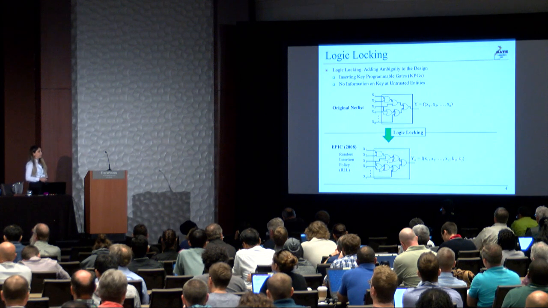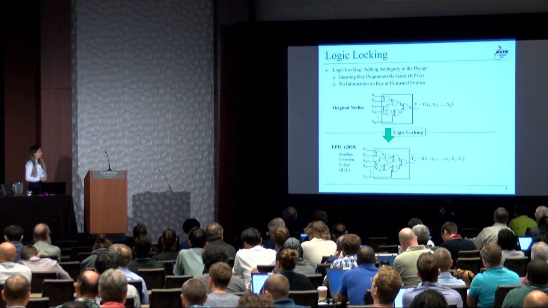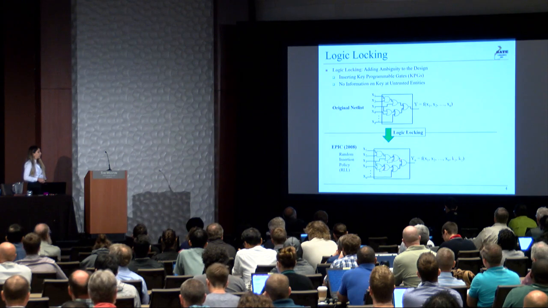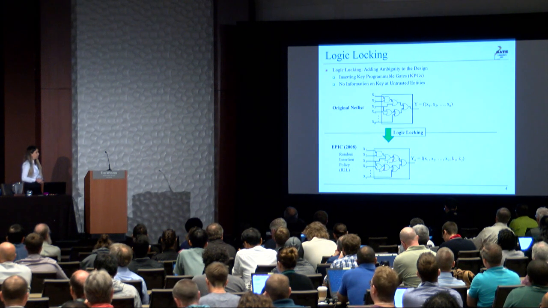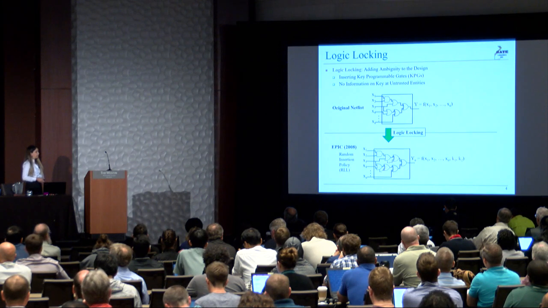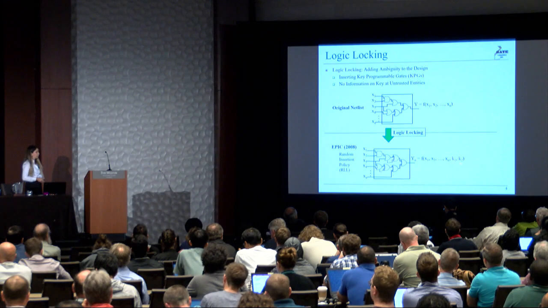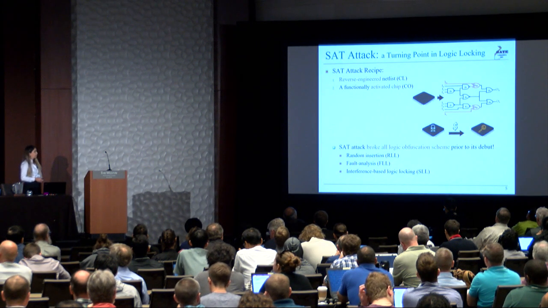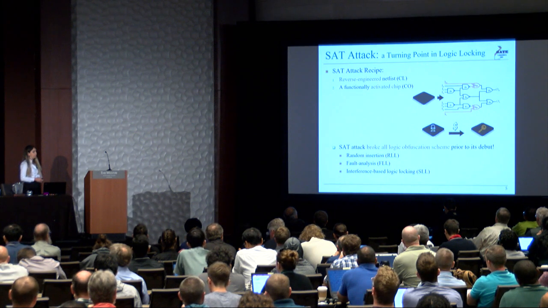In order to protect IP from being reverse engineered or stolen, researchers have studied various forms of logic locking technique in order to add ambiguity into the design by adding key programmable gates. And by doing so, the adversary cannot retrieve the correct functionality of the circuit without having the correct value of the key.